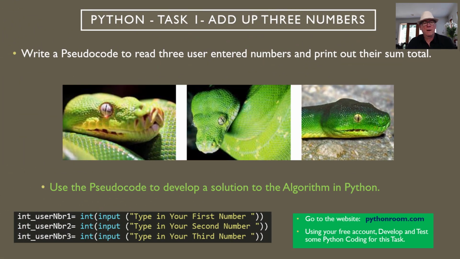Task 1, adding up 3 numbers. So here are some Python tasks for you to do. Try and write some pseudocode to figure out what the logic is that's needed and then put it into Python. So we're just giving you a little starter there. That's how you would get the 3 numbers from the user and get them input as integer whole numbers. So that's one for you to do.